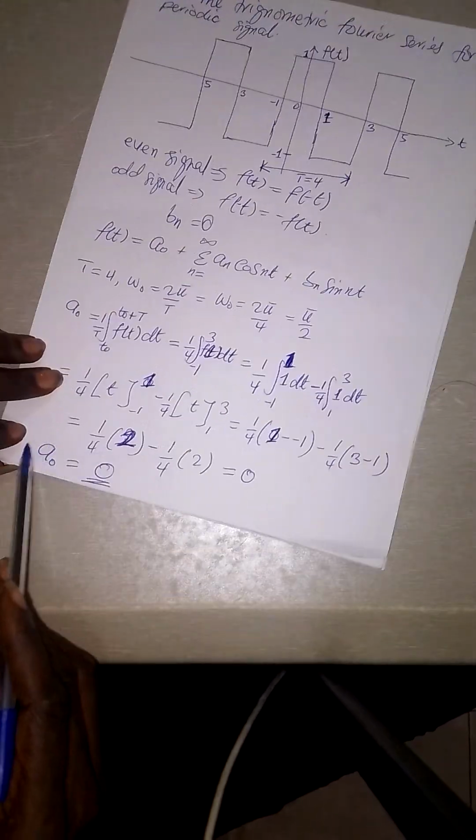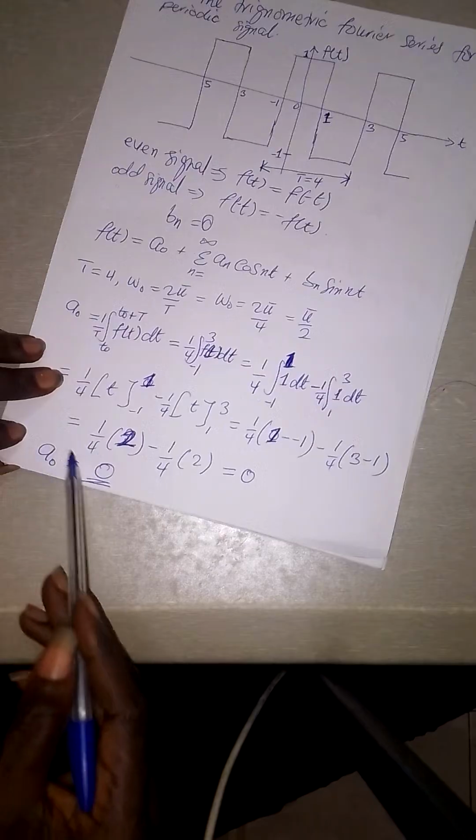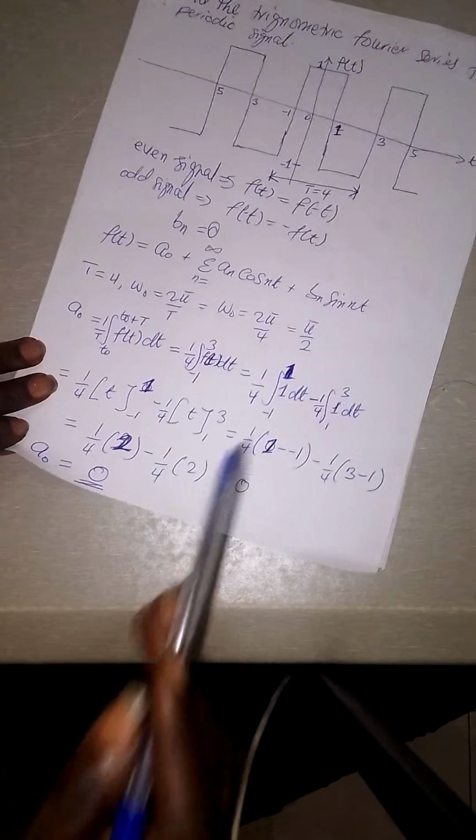So the average value, which is A naught, is 0. A naught is called the average value or the DC value. All right.